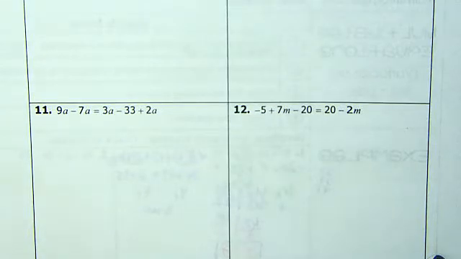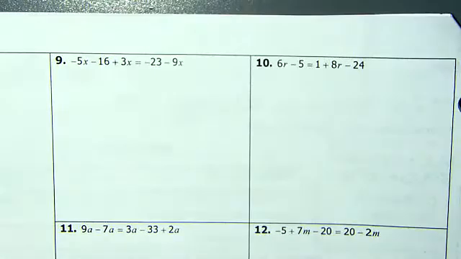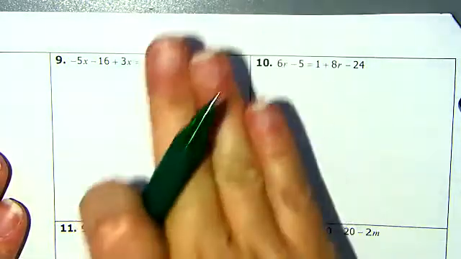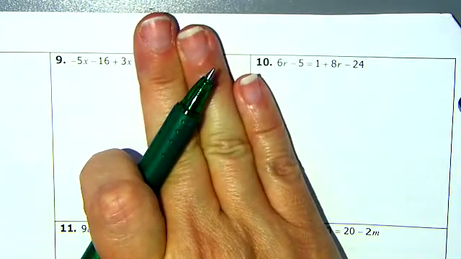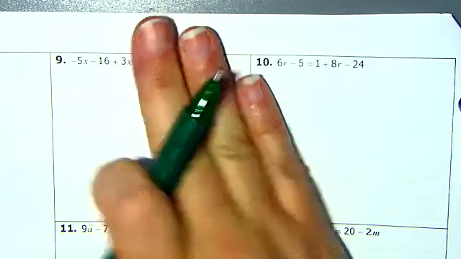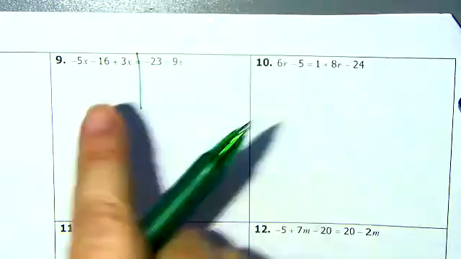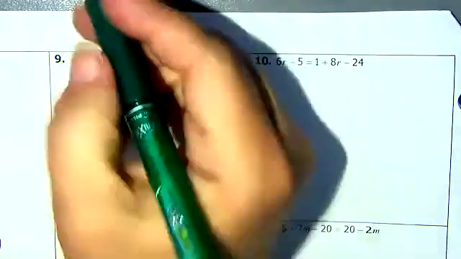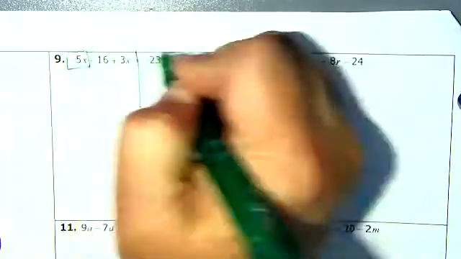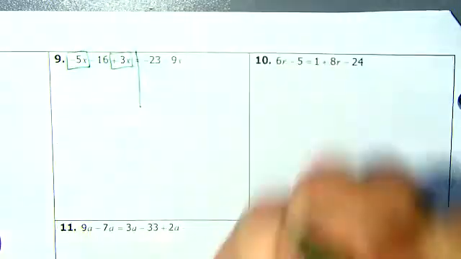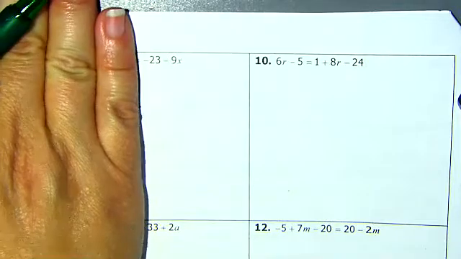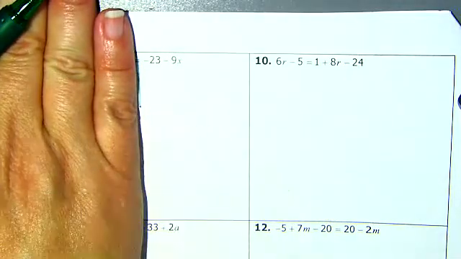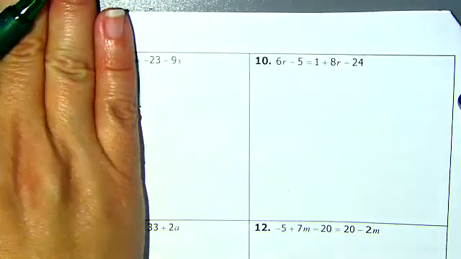All right, so we're going to jump up to number 9. Again, I'm looking at each half. Do I need to simplify? If I look at the left-hand side of my equation, I have things I can simplify. I've got like terms, so I've got to combine my like terms first. If I look at the right-hand side, there's not anything to simplify at this time, but I could if there were something.